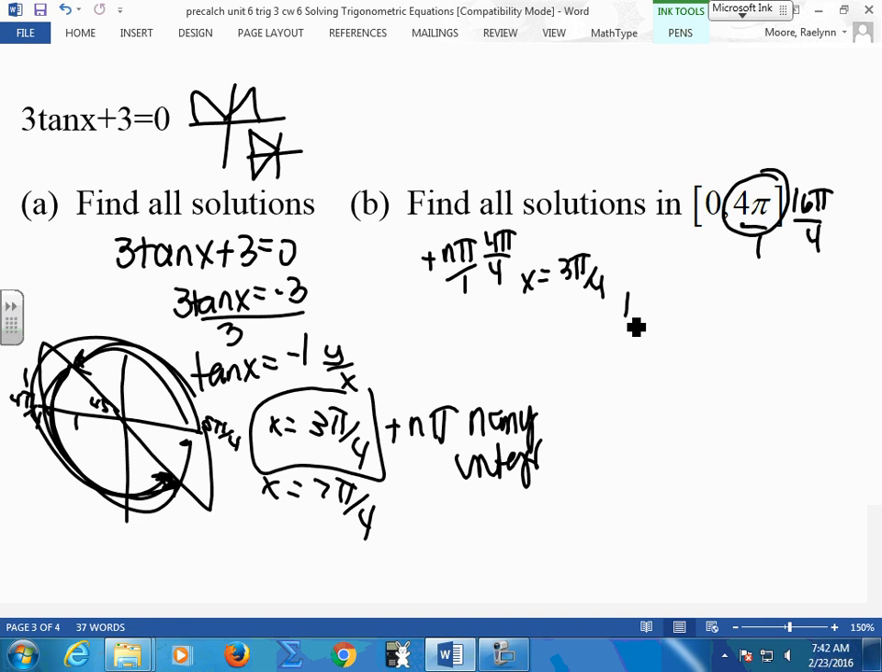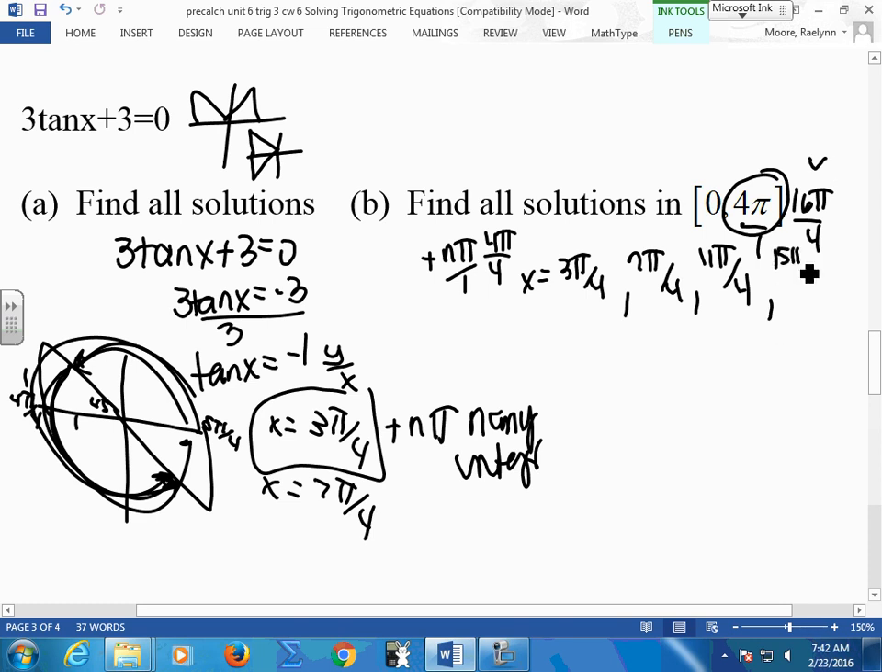So if I add 4, what do I get? Oh, isn't that my other one? Look at that. Add 4 again. 11 pi over 4. And now watch how nice this is. Did I reach 16 yet? No, I did not. Can I add another 4? Yep. 15 pi over 4. Did I reach 16? No. No, but if I add one more, I'll be over.